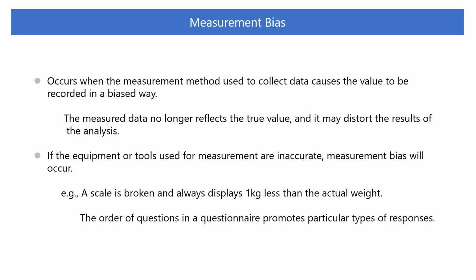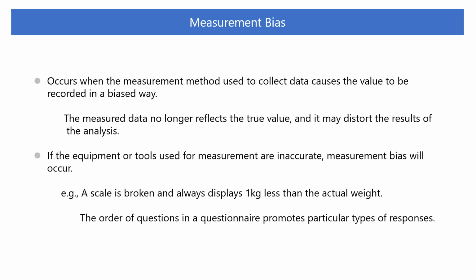Another bias, measurement bias, occurs when the measurement method used to collect data causes the value to be recorded in a biased way. When this bias occurs, the measured data no longer reflects the true value, and it may distort the results of the analysis. If the equipment or tools used for a measurement are inaccurate, measurement bias will occur.